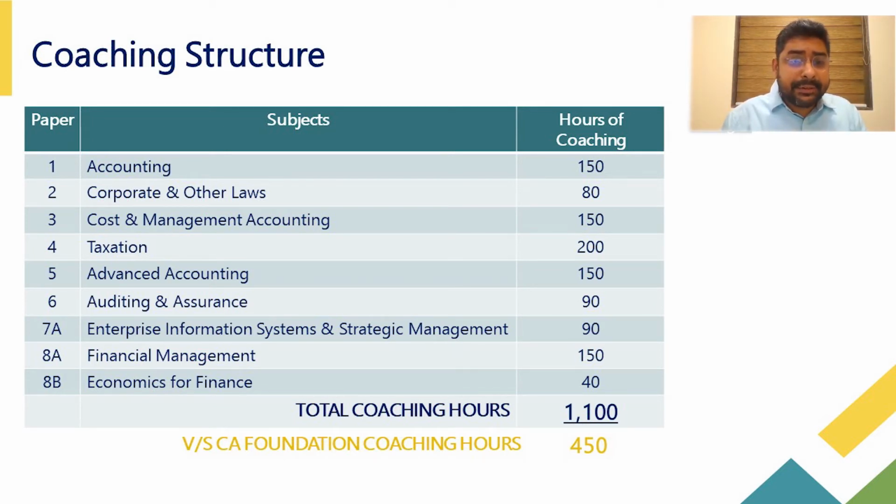number of hours it takes, and if you add all of this up, it takes about 1100 hours, sometimes even more when there are changes and amendments. But on an average, it takes about 1100 hours to finish the entire coaching for CA Inter. Compare that to CA Foundation coaching, which took about 450 hours. So if you see, it's more than double. It's almost three times, but not completely three, but definitely more than twice the number of hours that you need to coach yourself. And this is just coaching time.